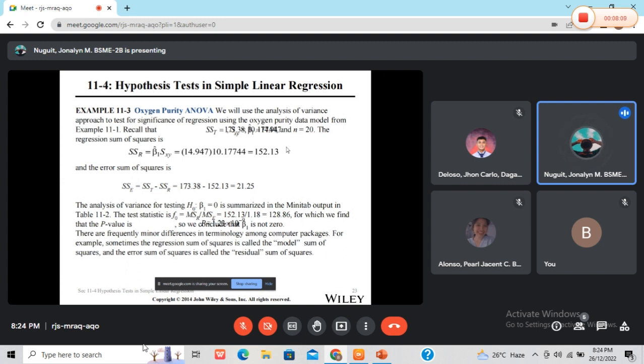152.13. Then, sa error sum of squares, since error sum of squares ang gipangita, kani nga formula ang gamiton, then apply the given. So, ang answer is 21.25.